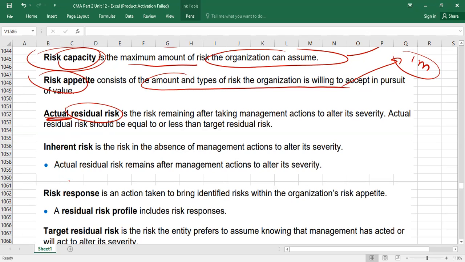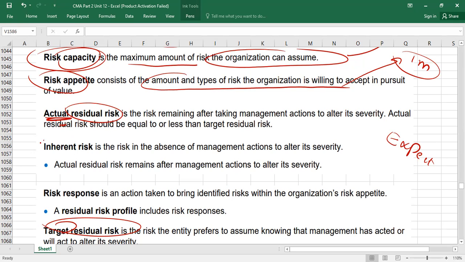Then we have another word, target residual risk. Target residual risk means, before applying a strategy, you may think that if you follow it, for example a risk avoidance strategy or risk mitigation strategy, this is the expected remaining risk. So that is the target. What actually remains is called the actual residual risk.